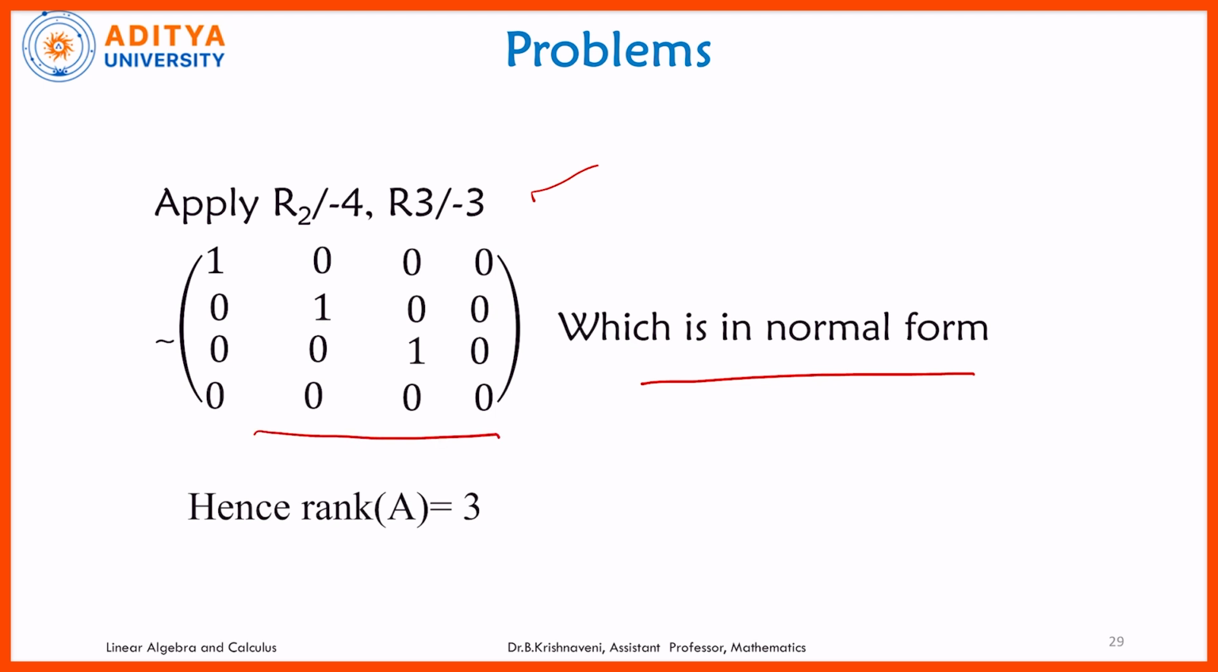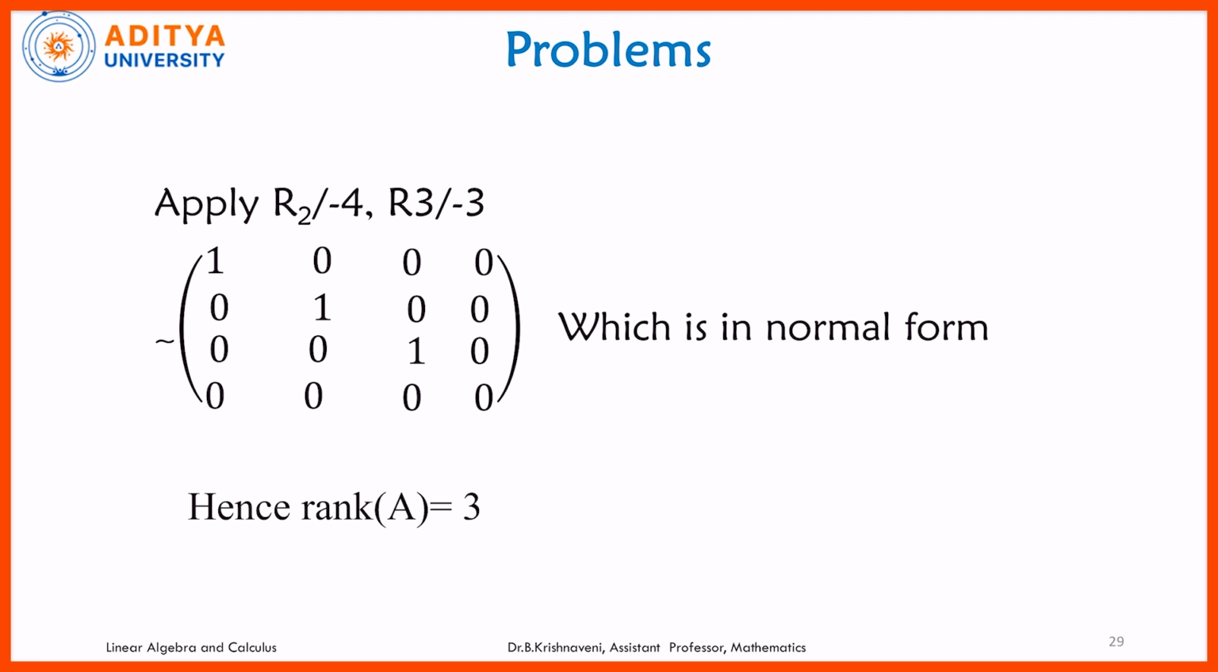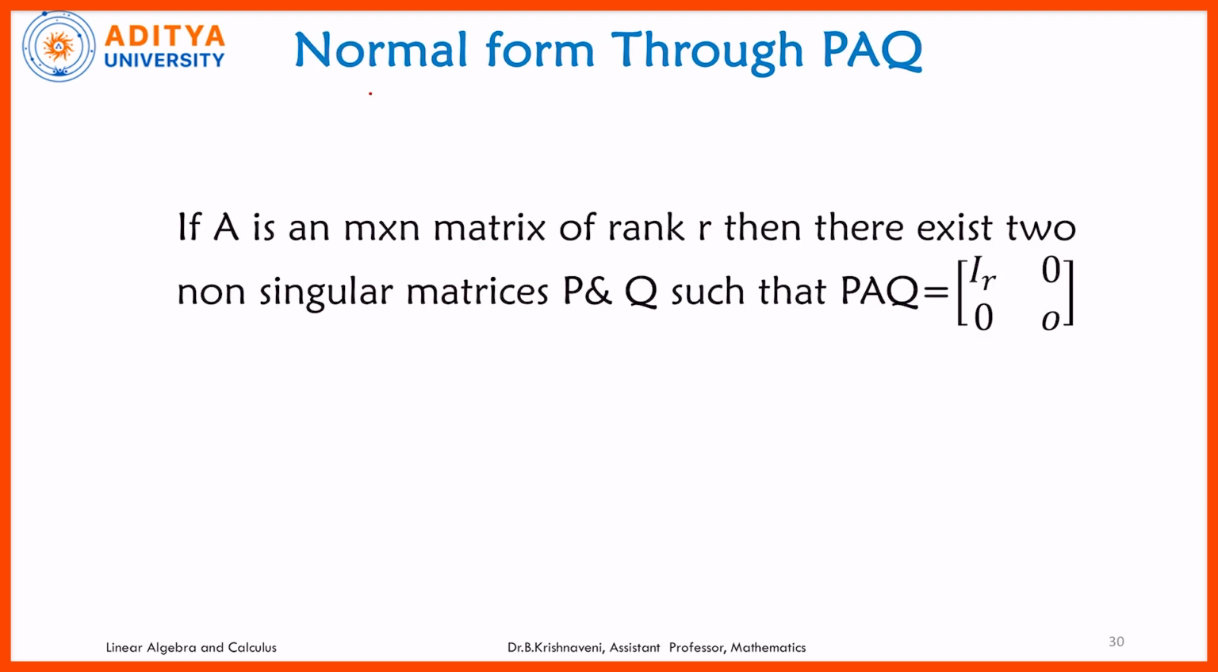This gives the normal form of the given matrix, and from that we can decide what the rank is. You can see here it takes the form I3 0, 0 0. So the order of the identity matrix in the normal form is 3. So we can say that the rank of the given matrix using normal form is equal to 3. So that gives the normal form.